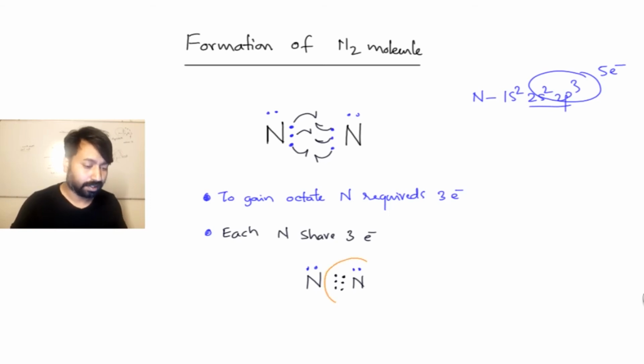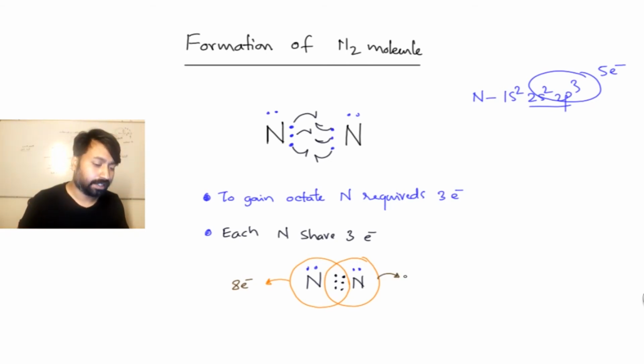Now let me draw a circle around the nitrogen. This is a circle around the nitrogen, and here is one circle that includes the shared pair of electrons. Now you can notice how many electrons are in this nitrogen: 1 2 3 4 5 6 7 8, so 8 electrons. Now 6 plus 2, again here also we have 8 electrons.